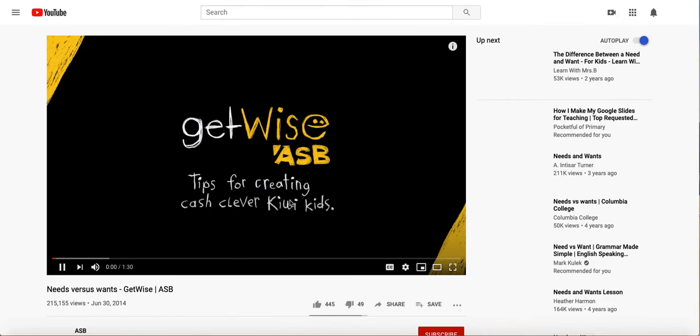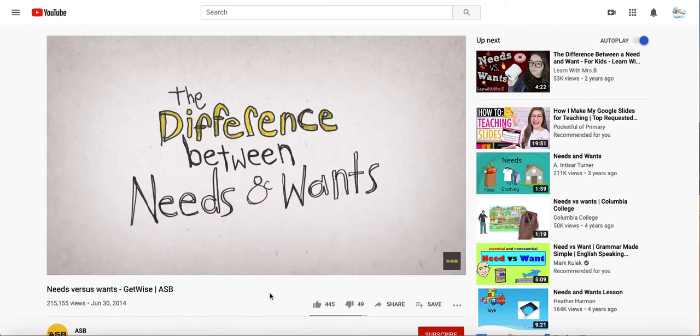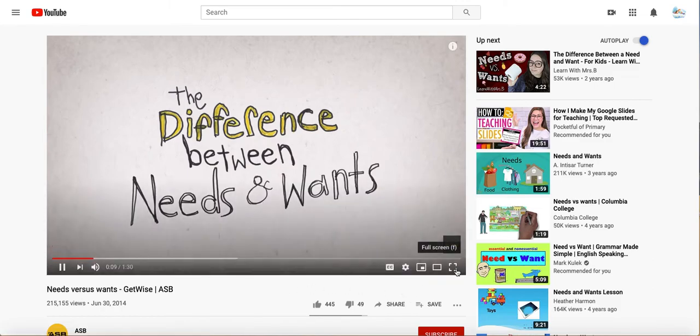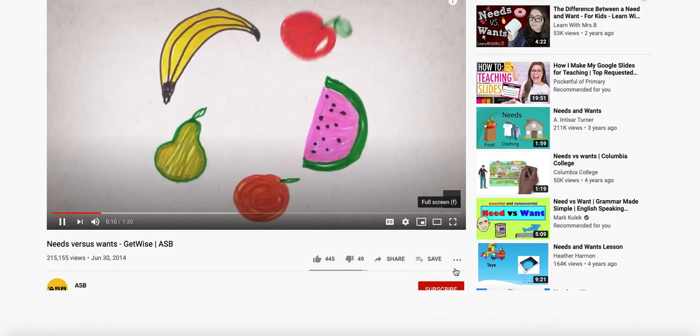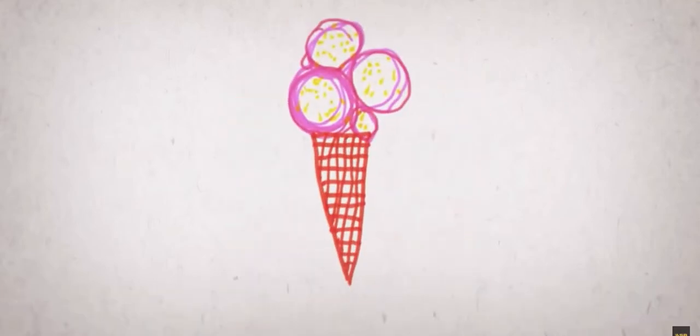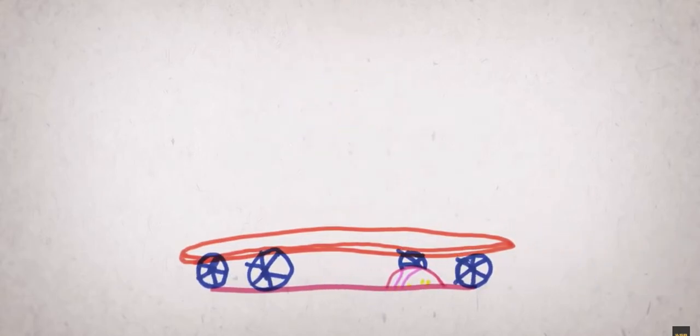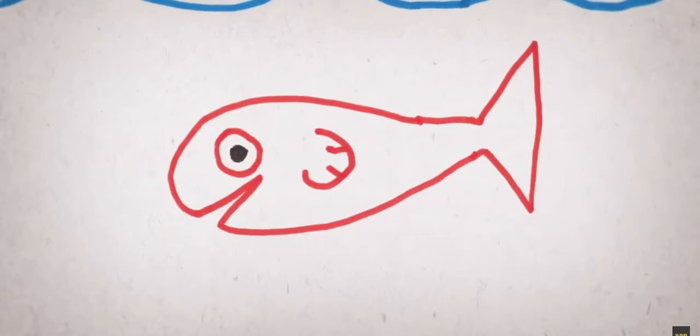A very important money skill to learn is the difference between needs and wants. But for children, that can be tricky. Put simply, a need is something you must have to survive, like food, water, and a home. A want is something that's nice to have, but you can actually live without, like an ice cream or a new skateboard. The story of Larry the fish helps explain the concept.